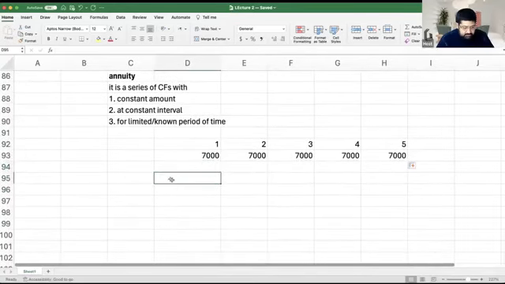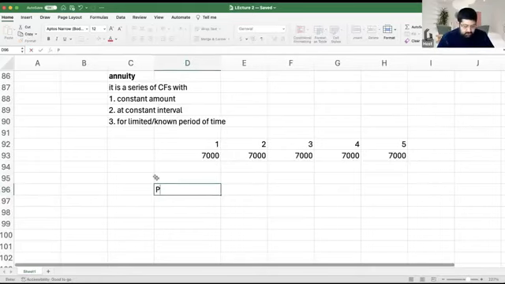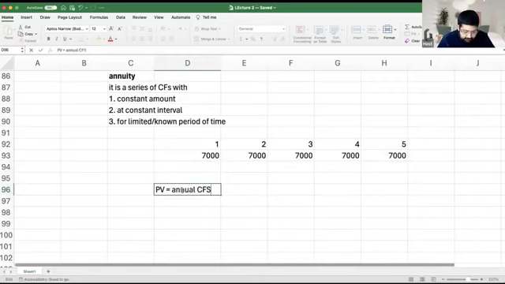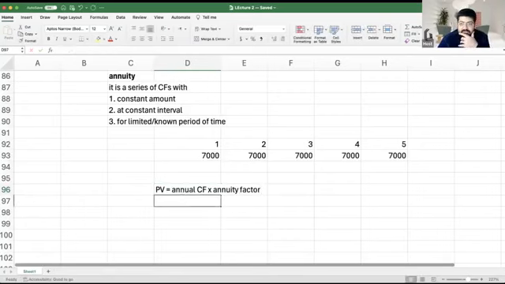So students, let us proceed further. So present value is equal to, so how to calculate present value? This is annuity, equal to annual cash flow into annuity factor.